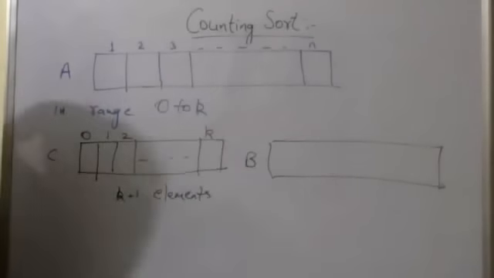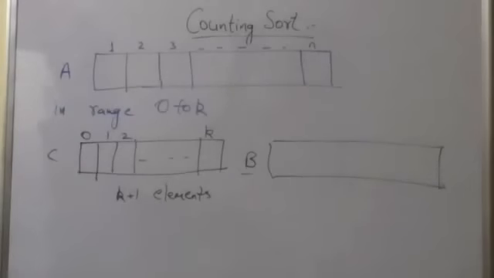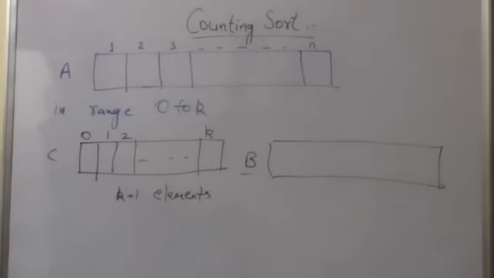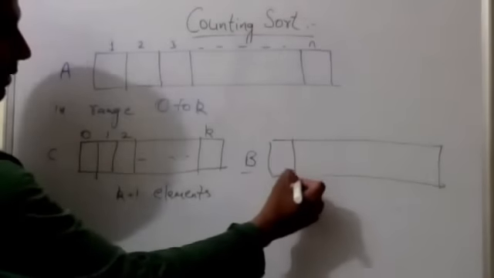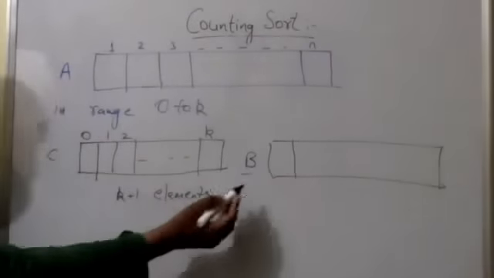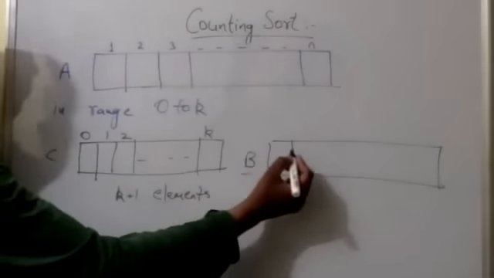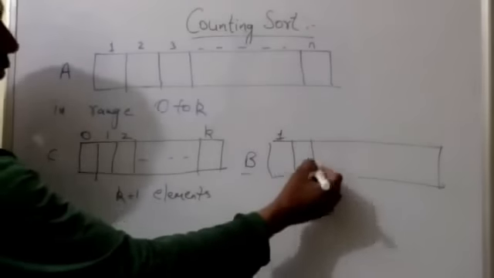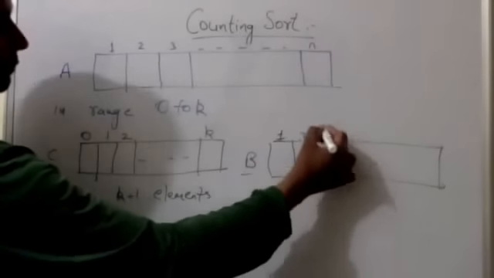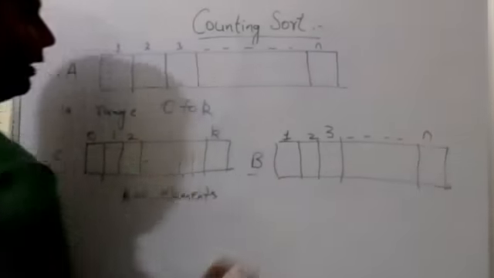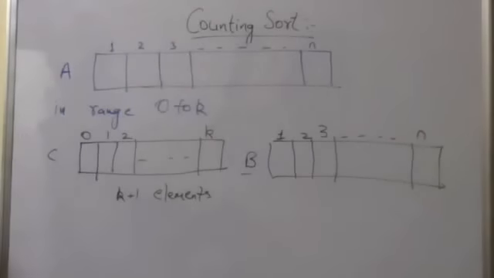Array B will hold the elements of array A arranged in increasing order. So the length of array B will be n. This array B will hold n elements, and the indexes of array B will be from 1 to n. Now, what do we have to do?